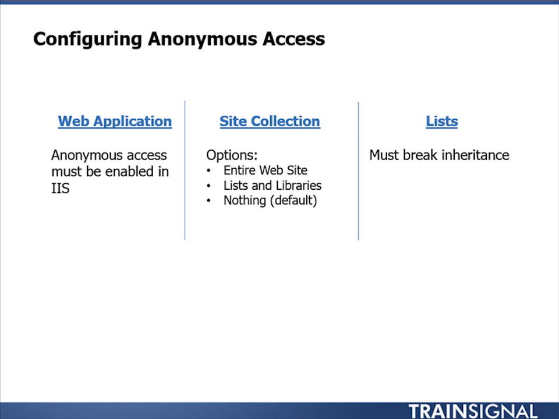We could just do individual lists and libraries, where we then go down to the individual list, the individual library, and control anonymous access. Or we can just simply go with nothing, which, by the way, is the default. Let's take a look at how to set up anonymous access.